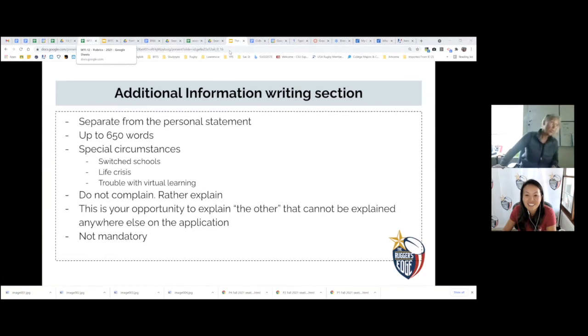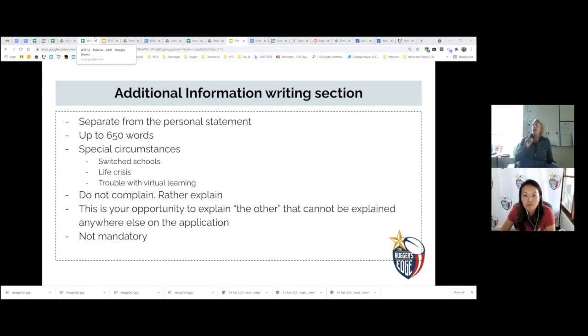There we go. You do have a space. And sometimes this is really good right now, given the condition of the world and perhaps your personal circumstances. There are spaces where you can add additional information. It's a writing section. It's separate from your personal statement, and it can be up to 650 words. And it's a really good place to add any information that would be really vital for an admissions counselor to look at and understand about you.